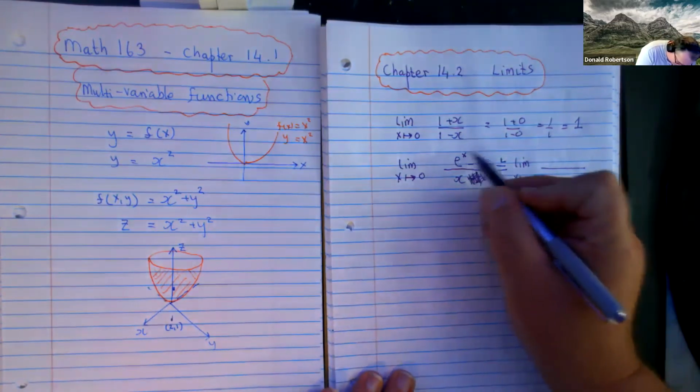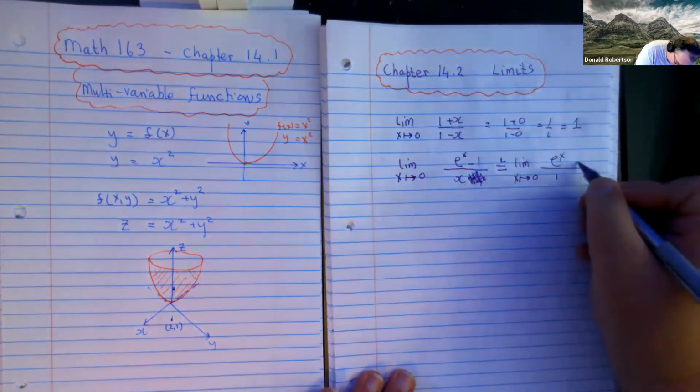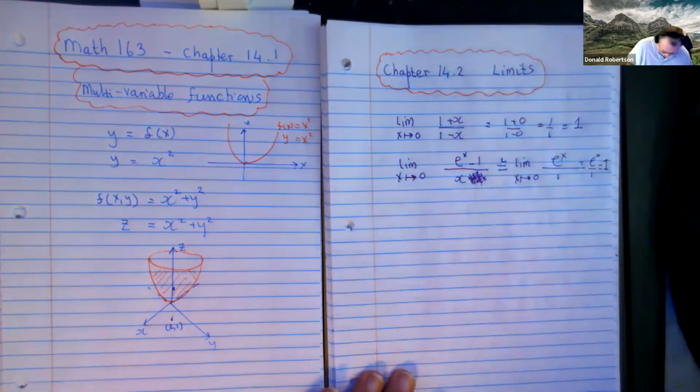Now, if you differentiate the top, you get e to the x. If you differentiate the bottom, you get 1. And now you can put in 0. And for some reason, I keep picking answers that have a limit of 1.